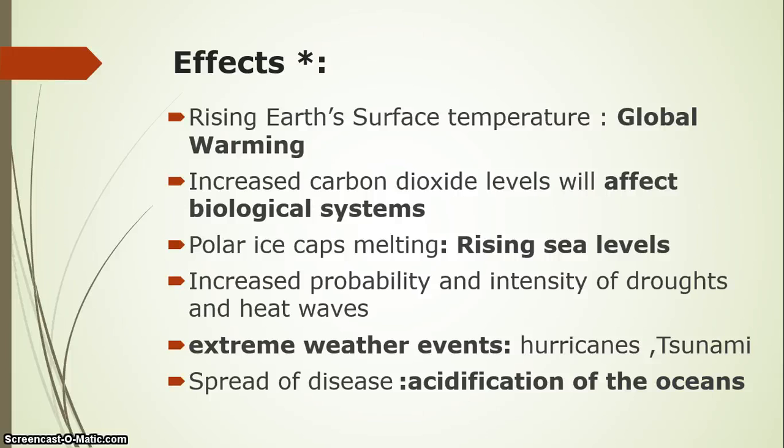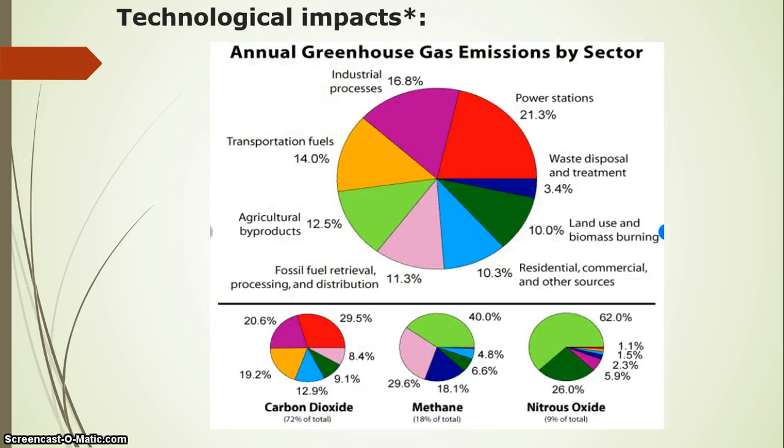impacts on our environment, like global warming, then disturbances in biological systems, rising sea levels due to melting of polar ice caps, drought, and heat waves. There is an increased probability and intensity of heat waves as the earth gets much hotter. So extreme weather events like hurricanes and tsunamis will occur, and there will also be spread of diseases, and acidification of the oceans due to acid rain.